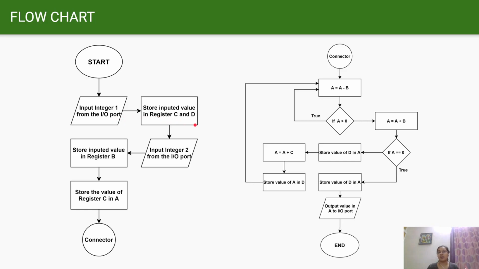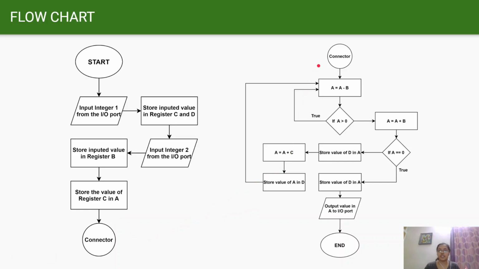We're taking multiple copies over here because after calculating A modulo B, we still need the original value of A to calculate 2A and 3A and 4A and so on. So we need to store it in separate registers to retain those values and keep them untouched. Then we input the second integer from the IO port and store that in B, and we'll store the value of C in A. So basically our registers A, C, and D have the value of integer 1, and the register B has the value of integer 2. So this branch is basically the main LCM branch.